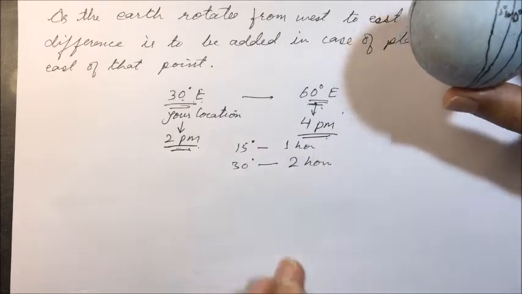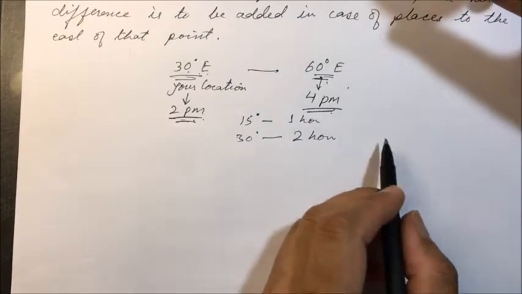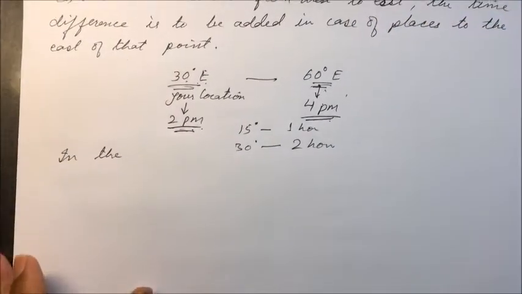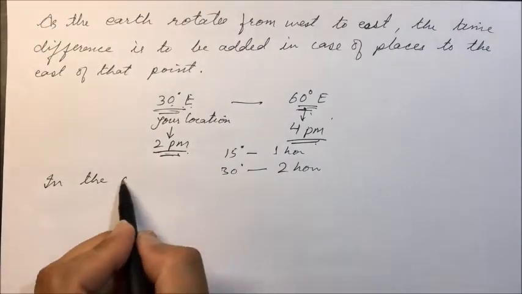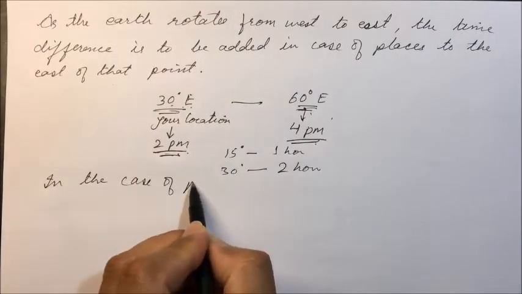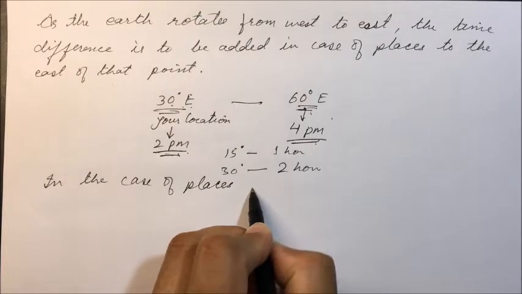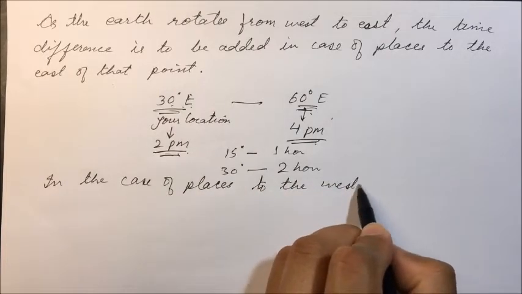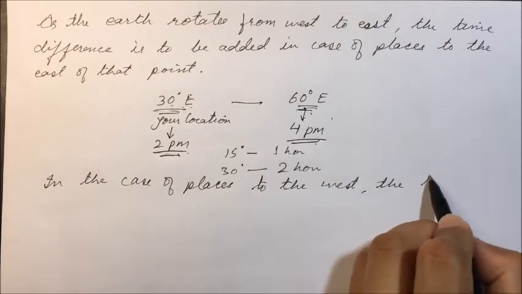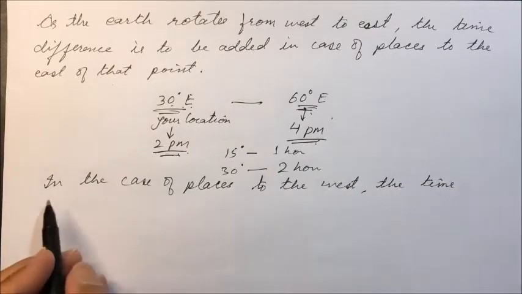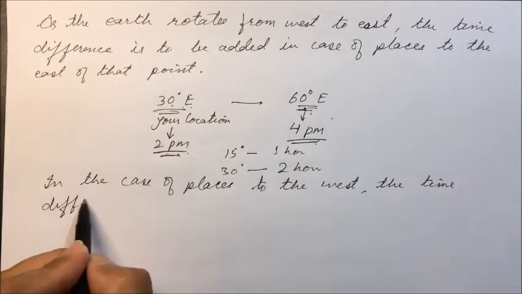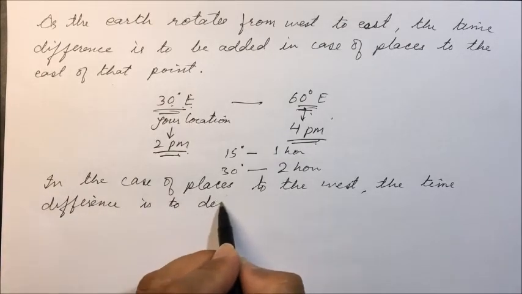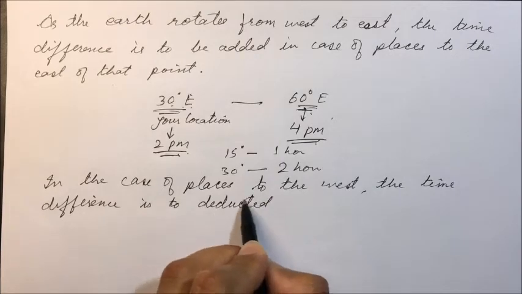Now in the case of places to the west, the time difference is to be deducted or subtracted.